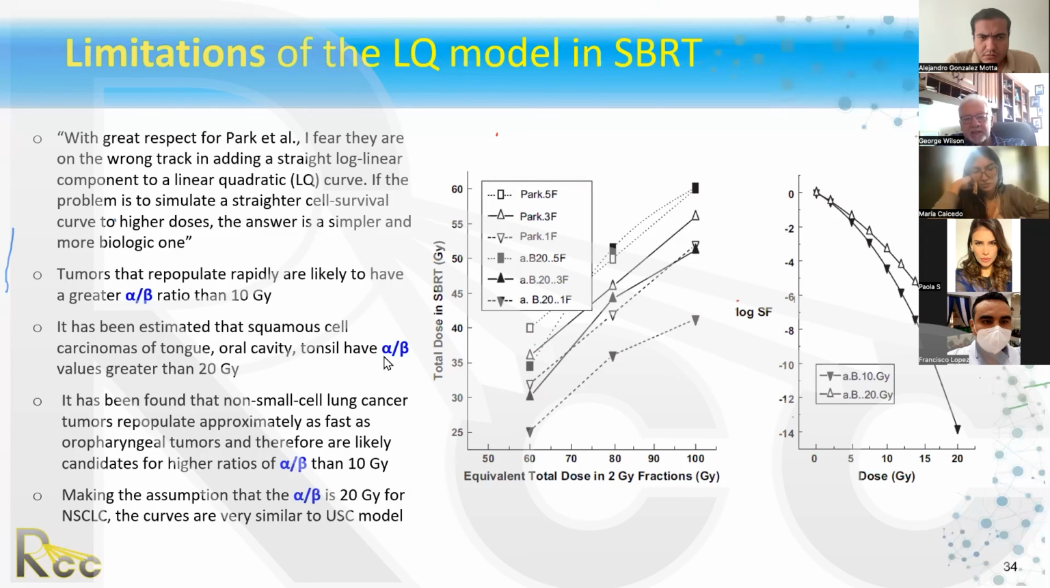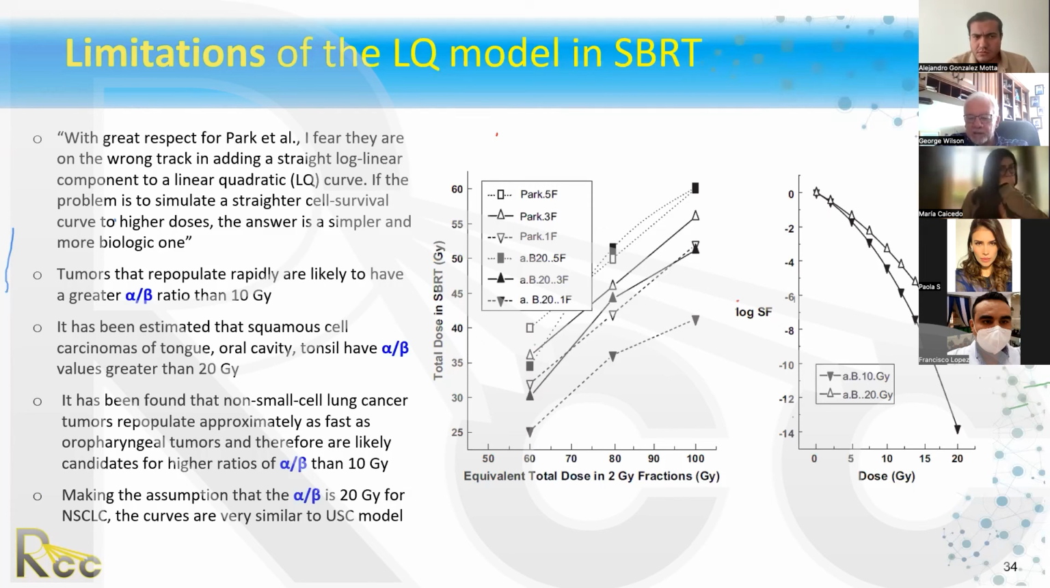And if you just simply introduce an alpha beta of 20 gray instead of 10 gray into the linear quadratic model, you actually end up getting very similar curves to the curves that were developed in that previous slide by using two models together. And this would then be the difference in the survival curves. This would be an alpha beta of 10. And now you can see if you assume it's 20, you get this much flatter response to these higher doses per fraction. And so again, Jack was saying that really you don't have to go into the extra detail and calculating the extra parameters that you would need for the universal survival model.